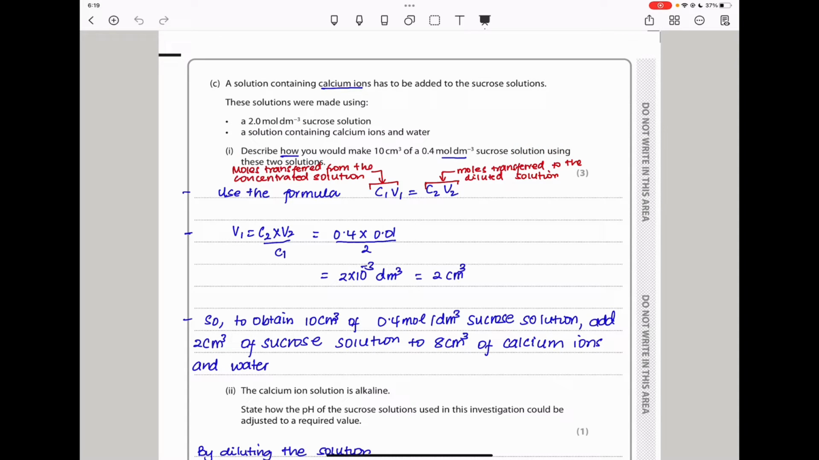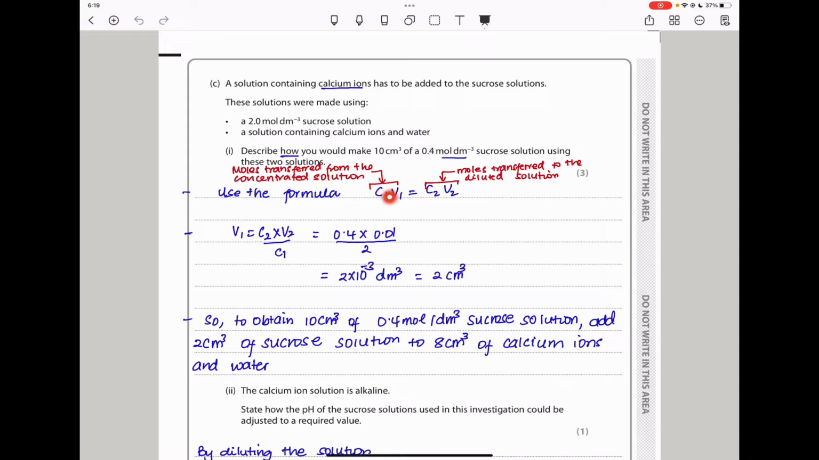So the formula that is going to be suitable is this one here. You can say the concentration of the first solution times the volume of the first solution should equal the concentration of the second solution times the volume of the second solution. This, keeping in mind, is because the number of moles transferred from the sucrose solution is equal to the number of moles brought into the new solution during dilution.